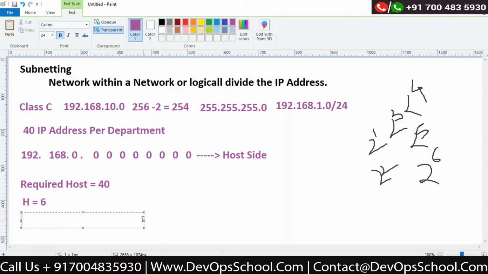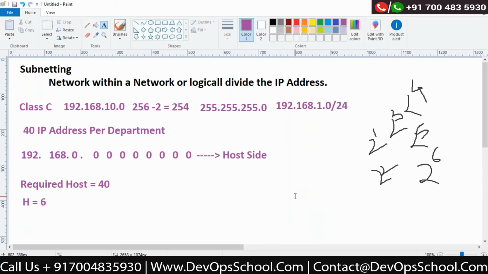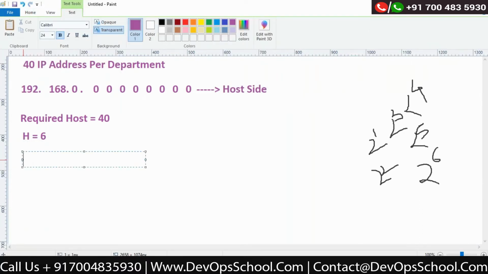Now let's understand how many bits are converted to network bits. That means how many I need to convert into network bits. So the next thing is how many I need to convert into network. The formula is very simple.